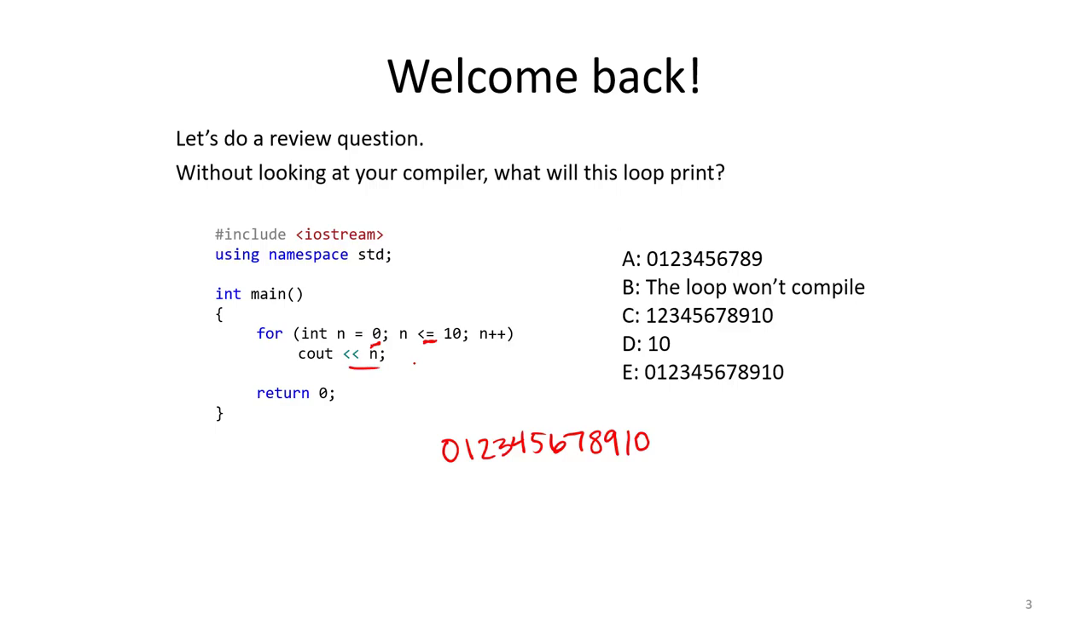So output 10 to the screen, increment 10 to 11. Once n becomes 11, our loop will stop. So in this case, our output will be starting with n equals 0 and ending with n equals 10. So the correct answer is choice E.